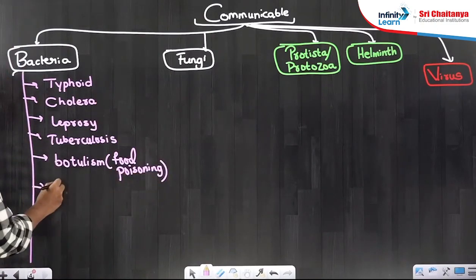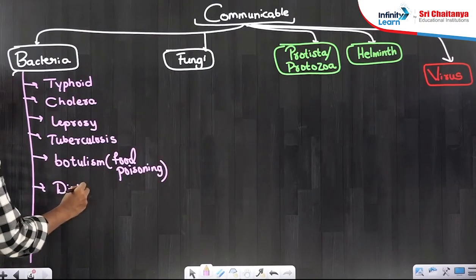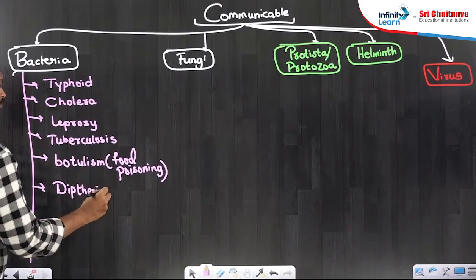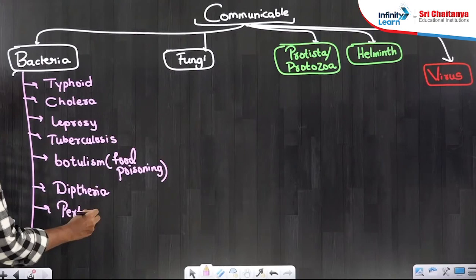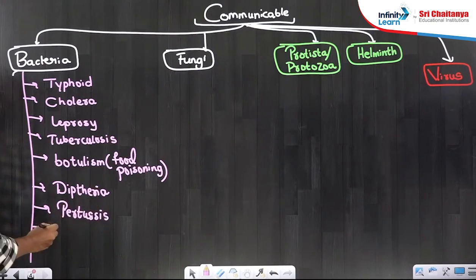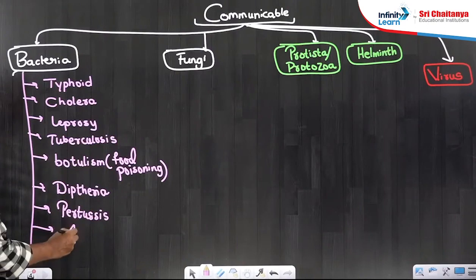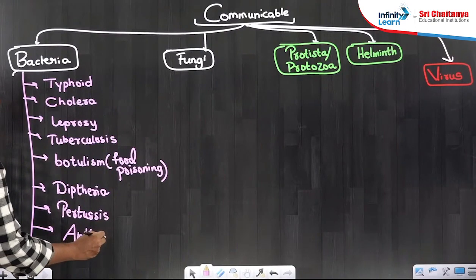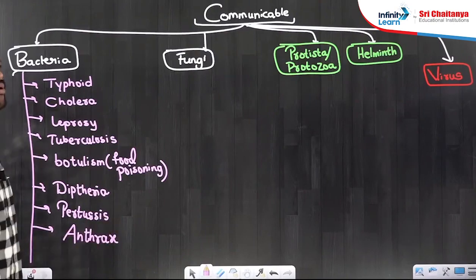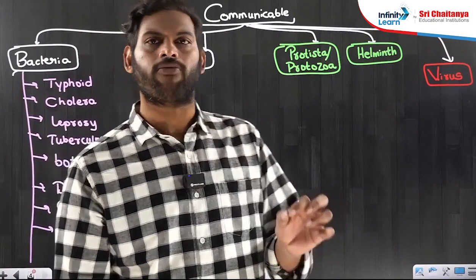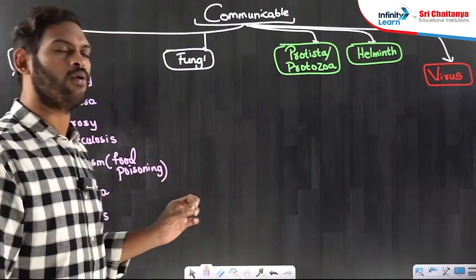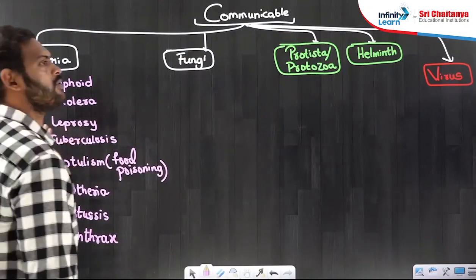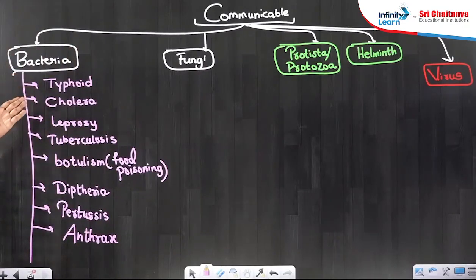Okay, again, diphtheria by Corynebacterium diphtheriae. Whooping cough, what do you call that? Pertussis. And a rare skin disorder, that will be anthrax. Guys, I'm giving you names of these diseases in the context of humans only. I'm not giving you any examples of plant diseases. Very commonly you see diseases in humans. See, typhoid, cholera, leprosy, tuberculosis, botulism, diphtheria, pertussis, anthrax.